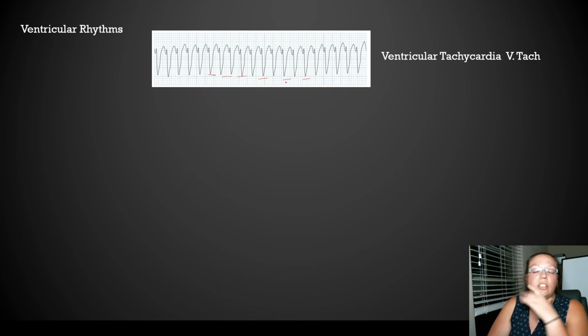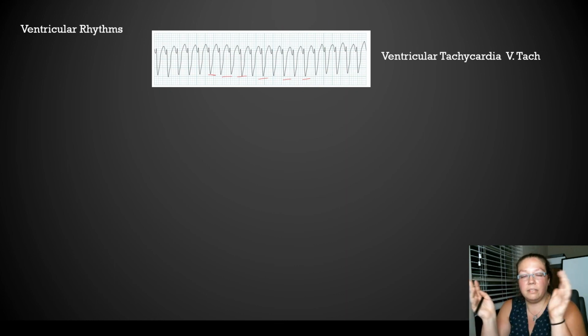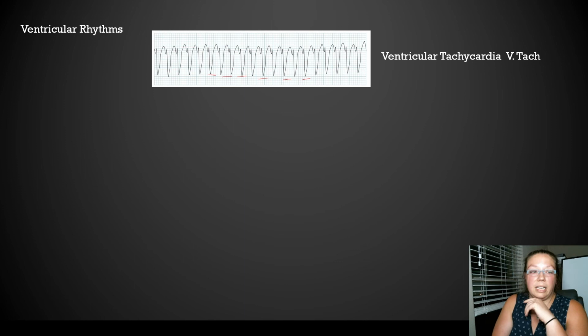This is where the ventricles are really pumping fast. It can become unstable very quickly because during the time where the ventricles are pumping, they're not getting enough time to refill with enough blood to send to the body. So eventually you're going to tucker out because you're not getting enough blood flow.